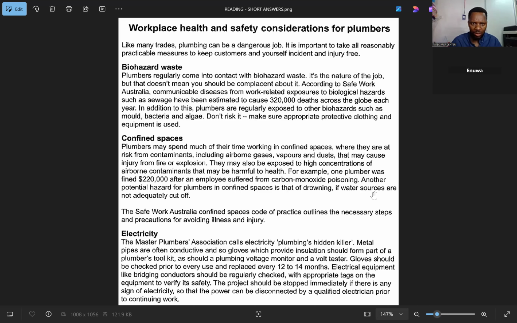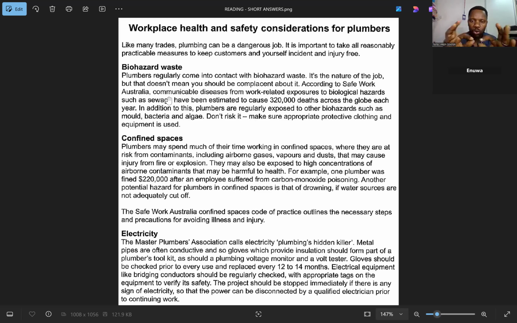Yeah. Right. So here there are subheadings such as biohazard waste, confined space, electricity. So when you go to the question section, you would most likely see headings like this. It will help you to avoid scanning through the entire extract.